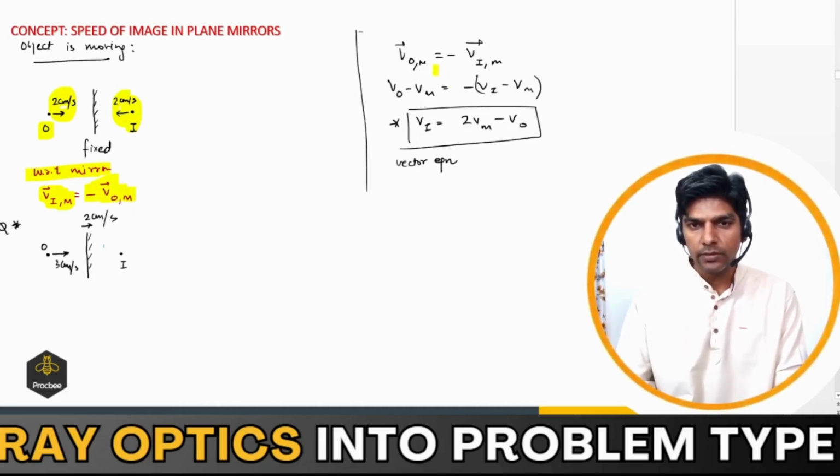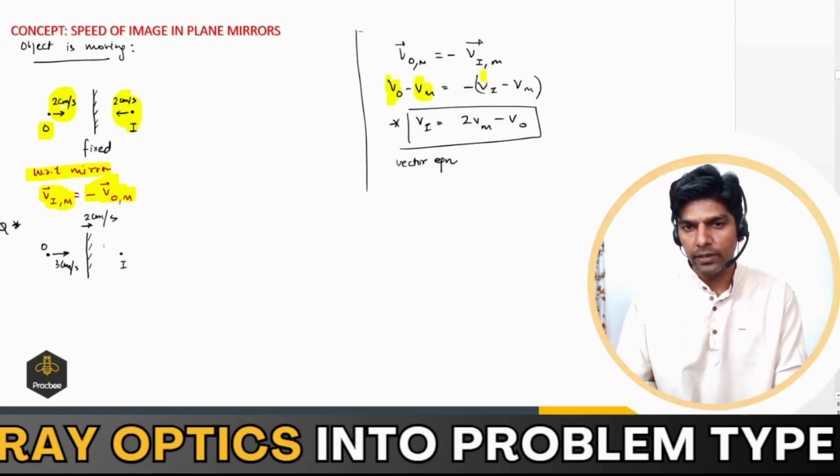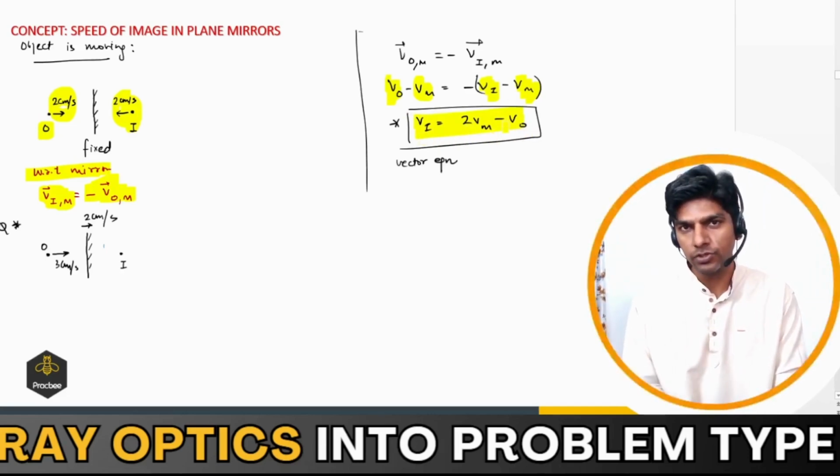So from this, if I use the relative motion concept, velocity of the object in the ground frame minus velocity of the mirror in the ground frame is equal to negative of velocity of the image minus velocity of the mirror in the ground frame. So by rearranging, we'll get this relation, which is velocity of the image in the ground frame will be 2 times velocity of the mirror minus velocity of the object.